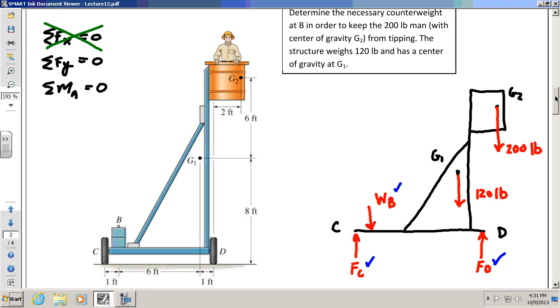Some forces in the y equals 0, and some moments about a point equals 0. That's all you got. So unfortunately, now that you've lost an equation, you've lost the ability to solve an unknown. You can only solve for two unknowns, and I have three. So what are we going to do here? Apply what we learned on the last problem to this problem.